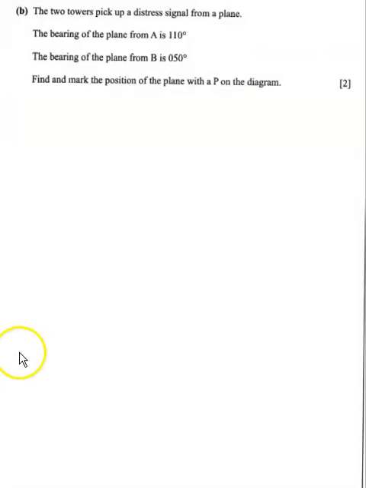For the second part of the question, you can see it says the two towers pick up a distress signal from a plane. The bearing of the plane from A is 110 degrees. The bearing of the plane from B is 50 degrees. Find and mark the position of the plane with the P on the diagram.